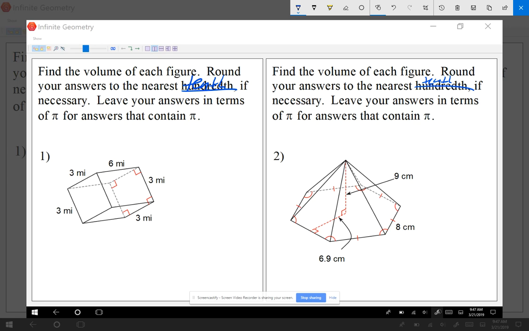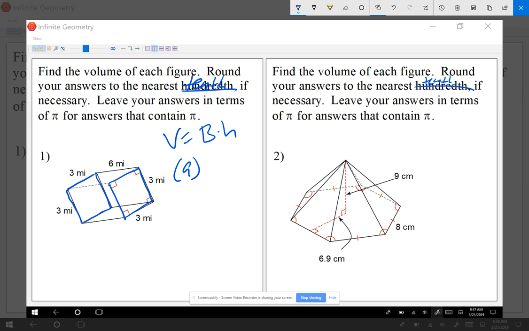So question number one, I see there's a base, which is a square, and I see there's the same base again. So that means I'm dealing with a prism because I see the base twice. Volume of a prism is the area of the base times the height. The base is a 3 by 3 square. So I'm going to say the area of the base is 9, right? 3 times 3. Rectangles, you just multiply those sides.